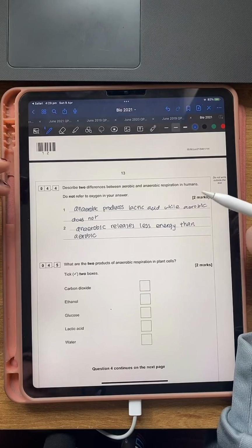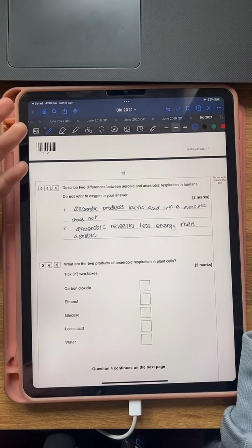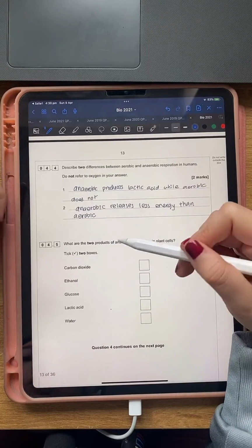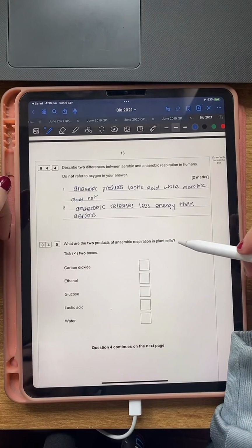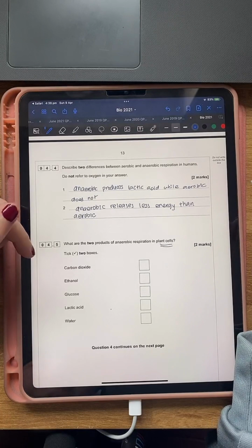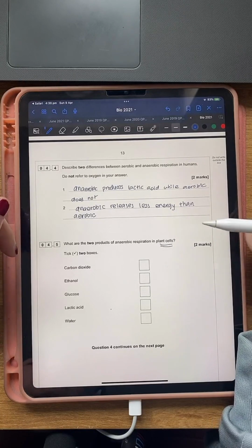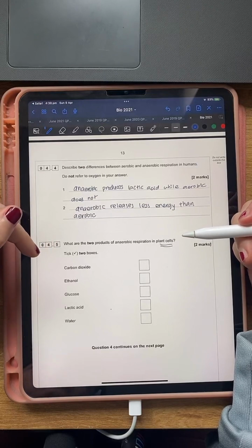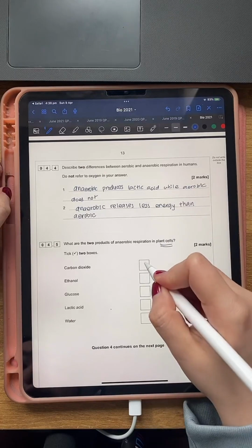What are the 2 products of anaerobic respiration in plant cells? So we talked about this already. And I think someone did say the answer. What would be your answer here? Carbon dioxide and ethanol. That is correct. If you're saying the aerobic, then you would have the other one. You would have CO2 and water.